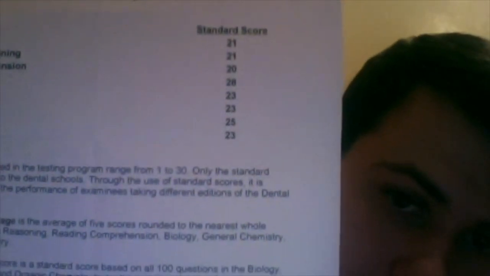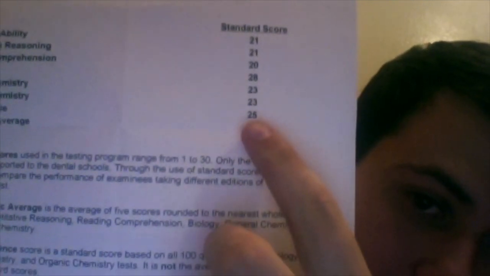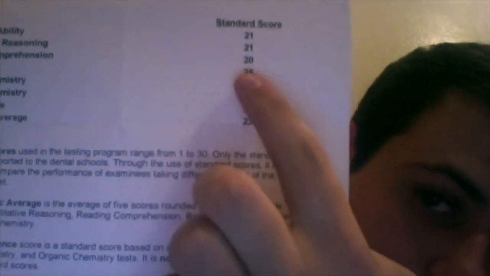By far, the most important thing you can do for yourself is get DAT Destroyer. It honestly saved my dream of becoming a dentist. The book looks just like this, and here are my scores, just to show everything. 23 academic average, 25 total science, and there's the rest of them.